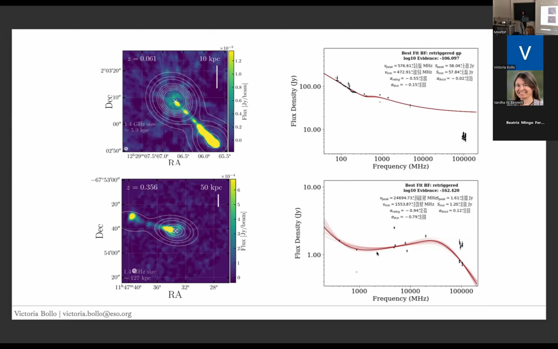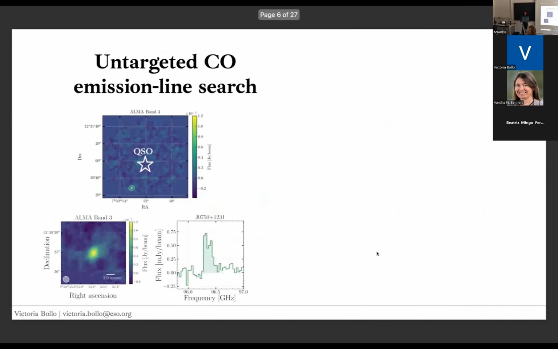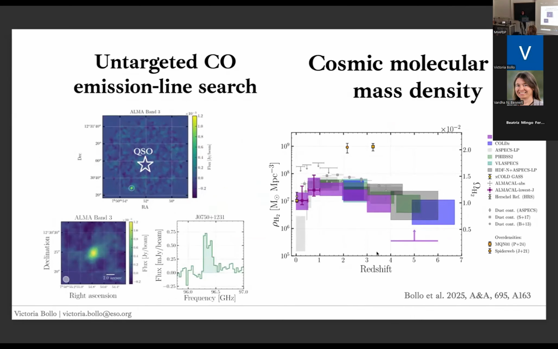I have a question on your CO measurement. I'm just curious, do you have cases in which you have a clear line detection serendipitously, but you don't have a redshift associated to it? Yes, in many cases we have just one line, and so we cannot know the redshift exactly. In those cases, we relied on a probabilistic estimation of the redshift, and that was based on a semi-analytical model.